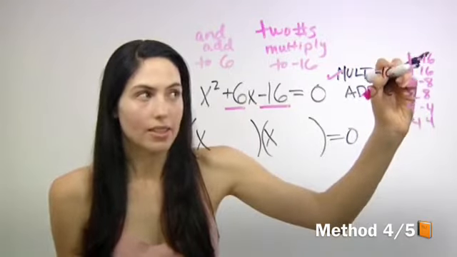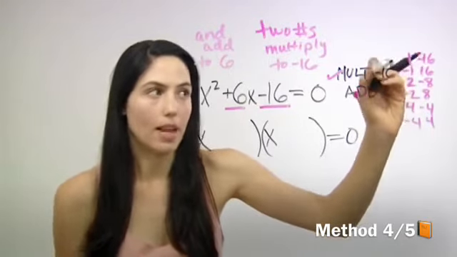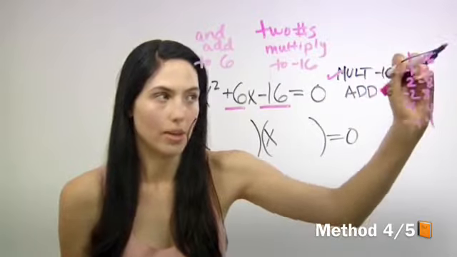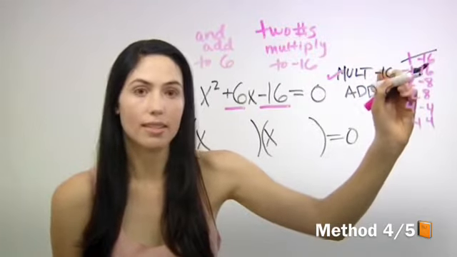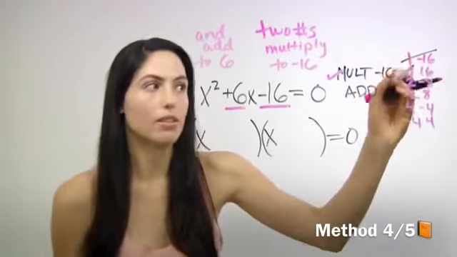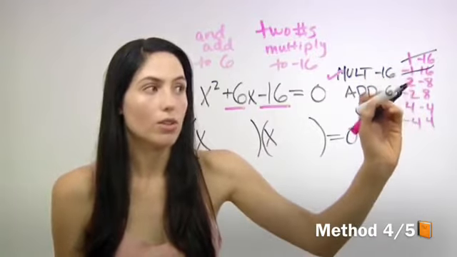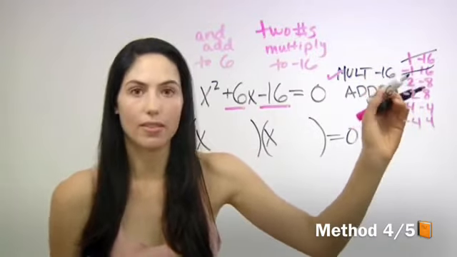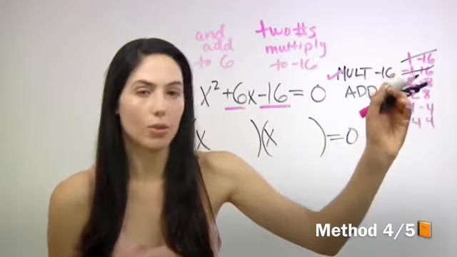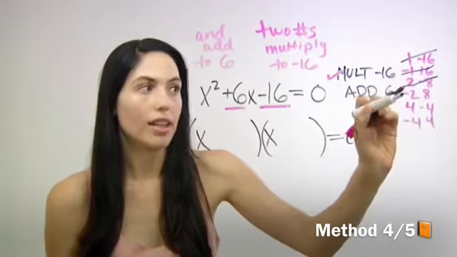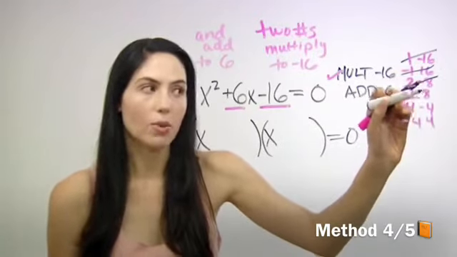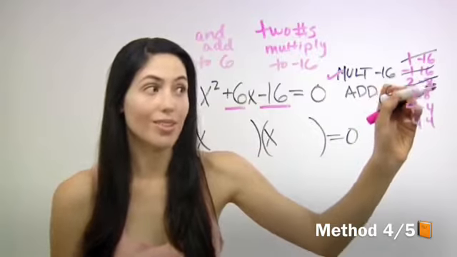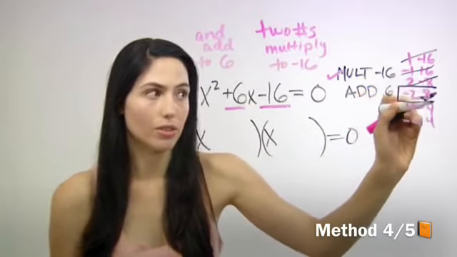1 plus negative 16 would add to some negative number, so that can't be it. Negative 1 plus 16 would give you positive 15. It's a bit too large. 2 plus negative 8 would give you negative 6. So it's close, but it's the wrong sign. Negative 2 plus 8 would add to positive 6. So those are your factor numbers.